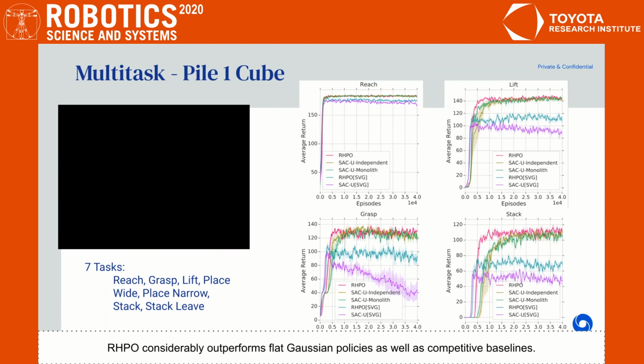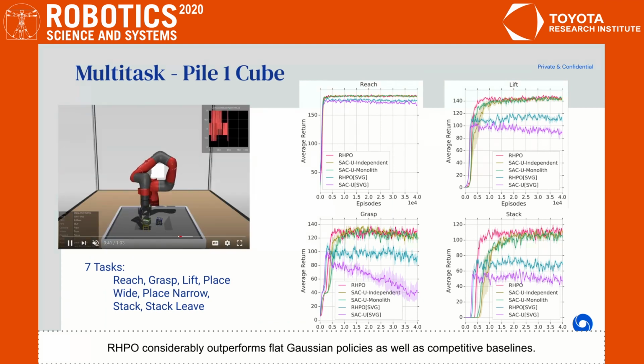We consider several multitask environments for evaluation and start with a simple stacking domain with 7 tasks. Again, we observe considerable speed up when using RHPO instead of training flat Gaussian policies, here as monolithic policy shared across tasks marked as SAC monolithic, as well as independent policy heads marked as SAC independent.